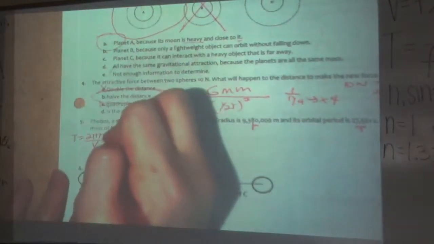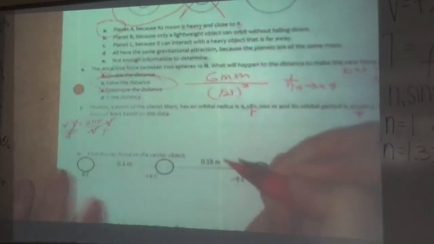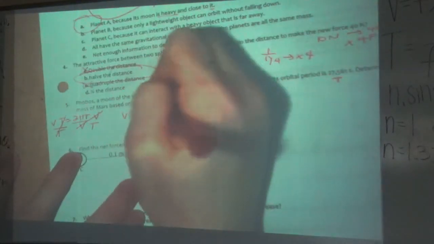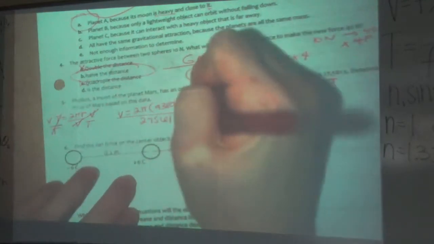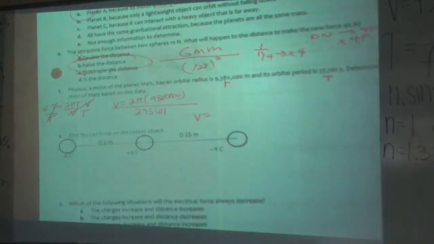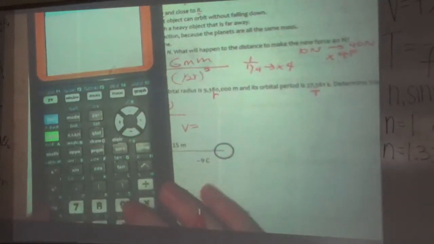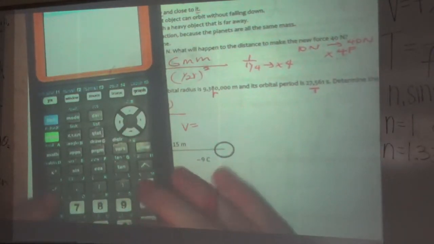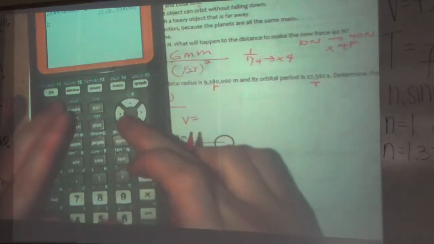I'm going to rearrange because I'm trying to get velocity from here. So multiply the v over and divide the T over. So v is 2 pi r, which is 9,380,000, over T, which was this. So that gives me a velocity of 2 pi times 9,380,000 over T. So 2138 for my velocity.